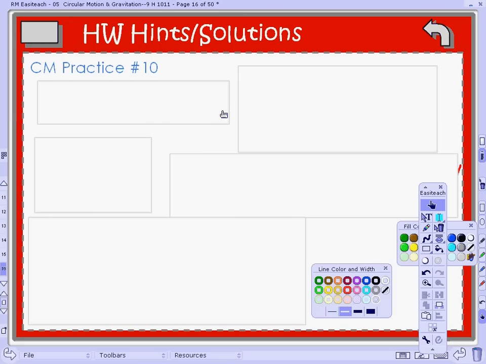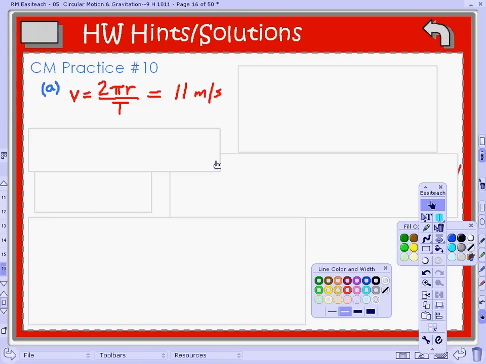First task is to get the linear speed using 2 pi r over T, and you get 11 meters per second. R is the radius. T is the time it took to make one revolution, and the revolution is the circumference, so it's 2 pi r. So you get 11 meters per second. That's the linear speed. It's also the tangential velocity.